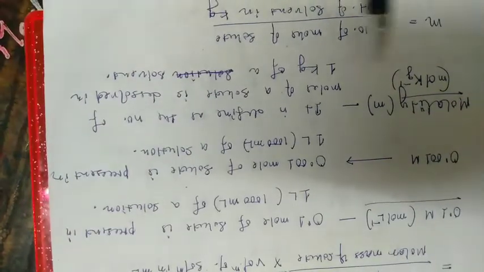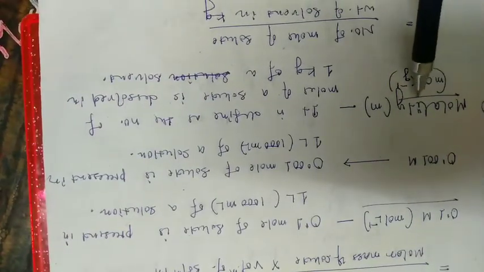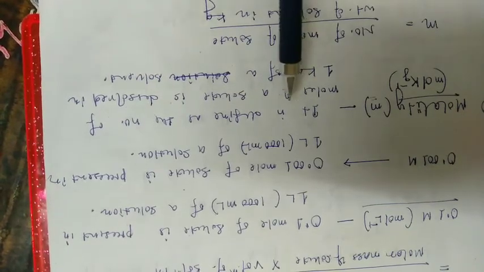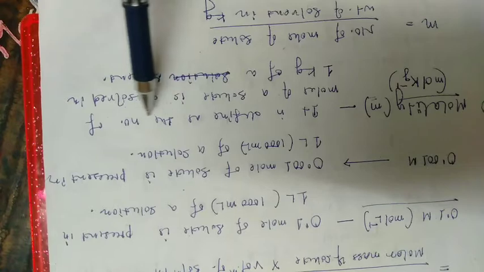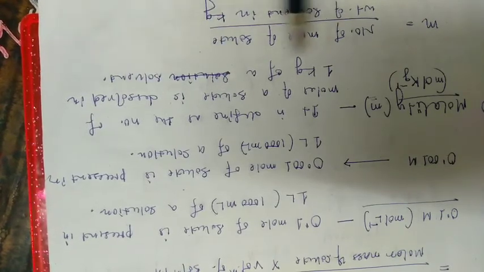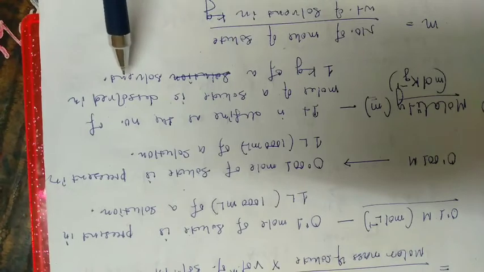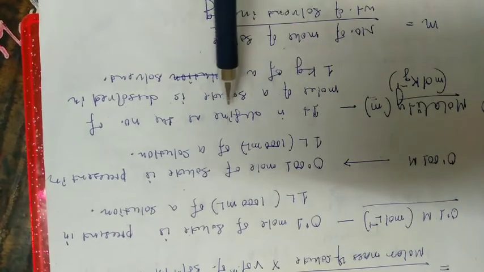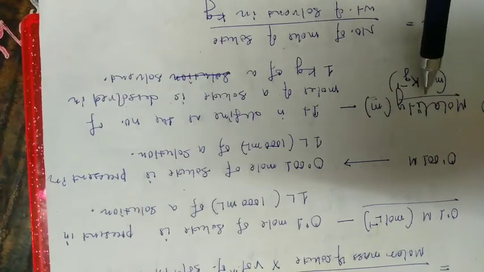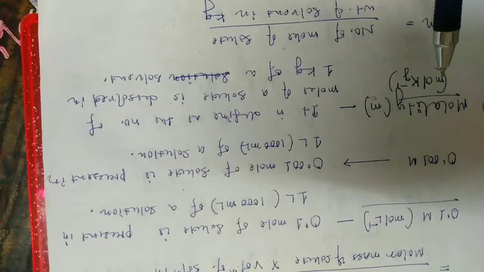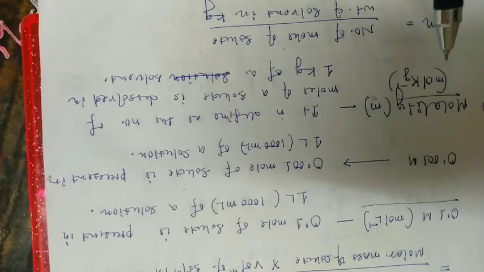So one more very important concentration unit is molality, denoted by small m. Moles per kilogram is the unit for it. It is defined as the number of moles of a solute dissolved in 1 kilogram of a solvent. So the number of moles of solute in 1 kilogram of solvent is the molality. But the number of moles of solute in 1 liter of solution is the molarity.